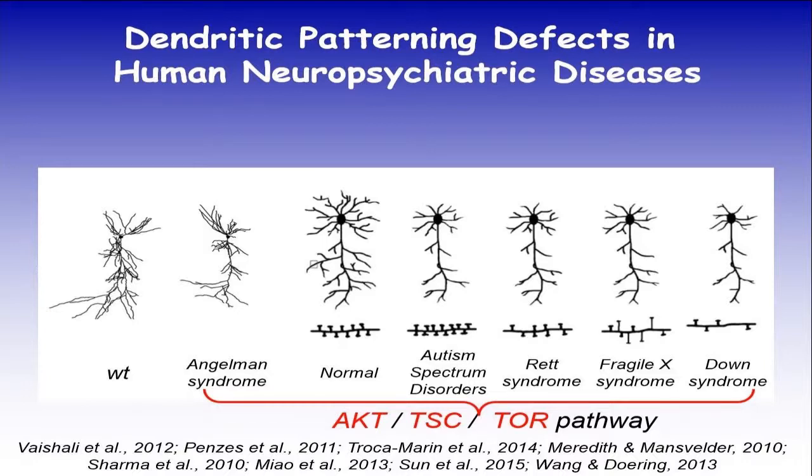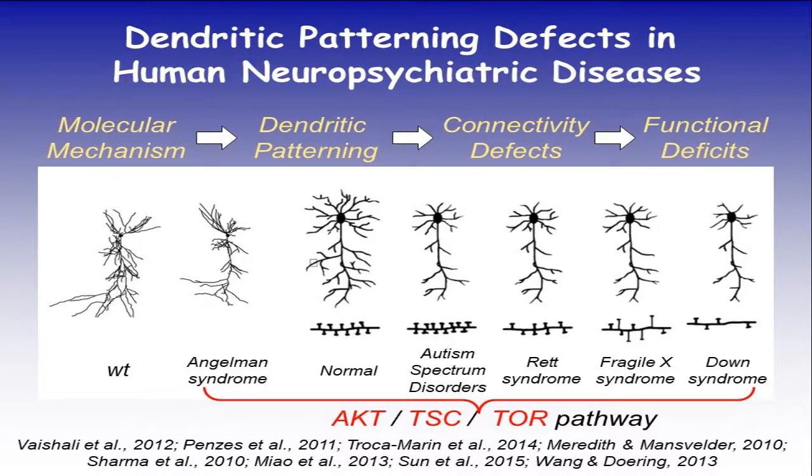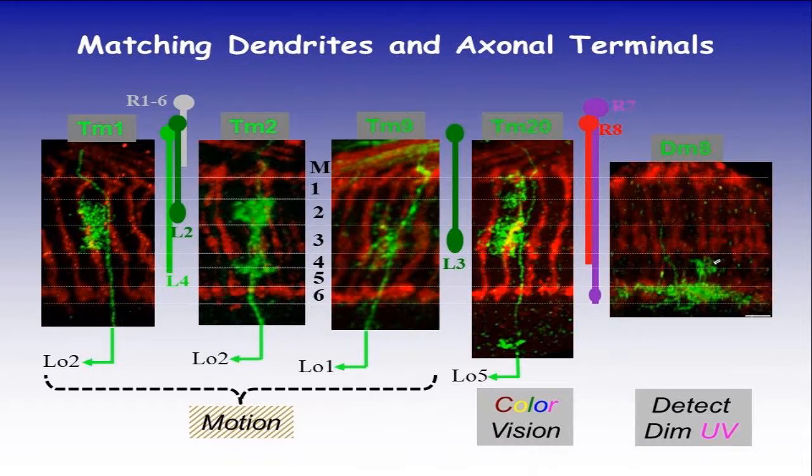So the goal of the last 10 years was to set up this particular system and then use it to understand what the molecular mechanism is that determines dendritic patterning, and then how dendritic patterning defects, such as we find in the disease situation, can actually lead to connectivity defects and eventually to a functional deficit, which is really what we look at from a clinical perspective. Okay. So let me show you some real data from the lab now.